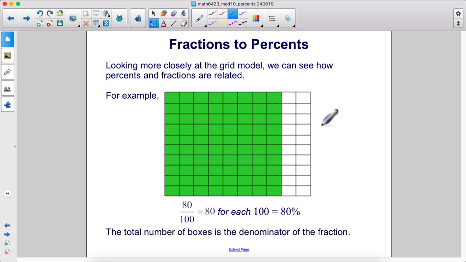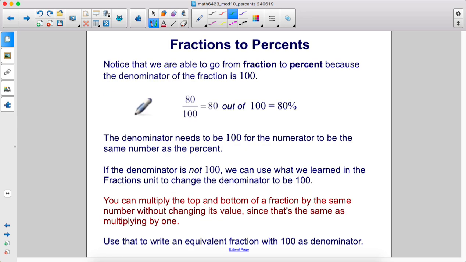The total number of boxes is the denominator of the fraction. Notice that we're able to go from fraction to percent because the denominator of this fraction is 100. The denominator needs to be 100 for the numerator to be the same number as the percent.